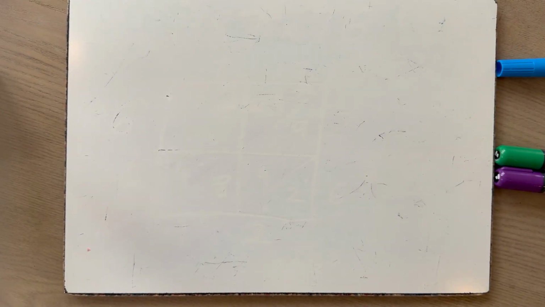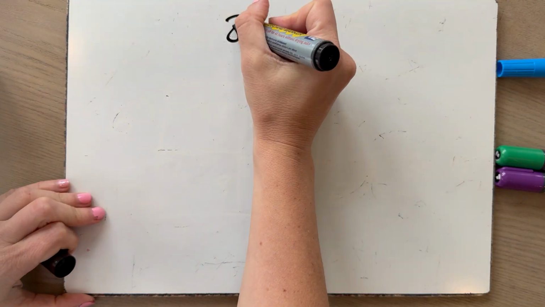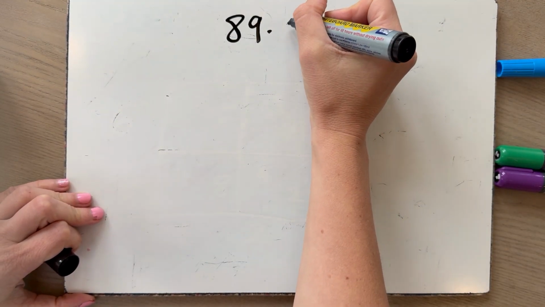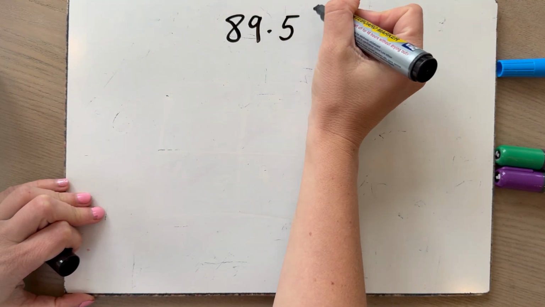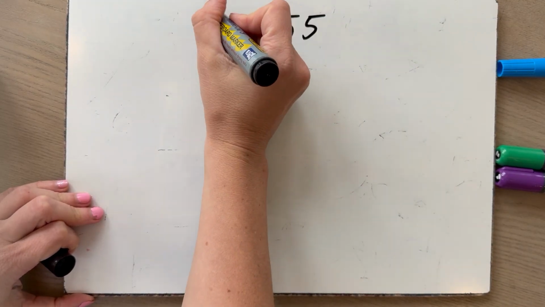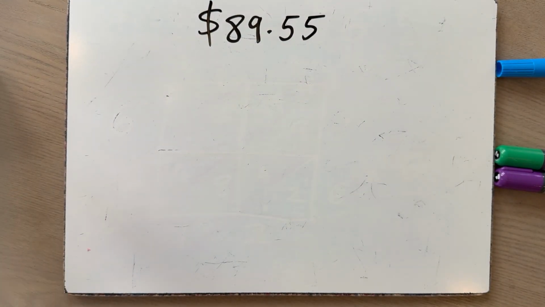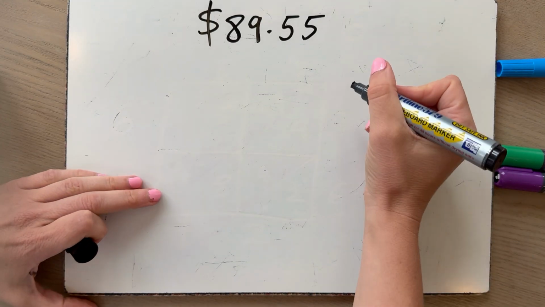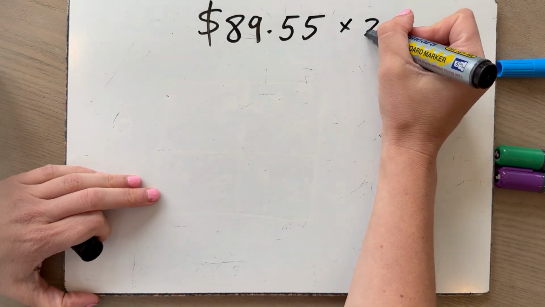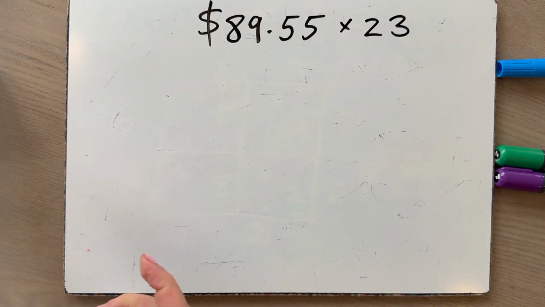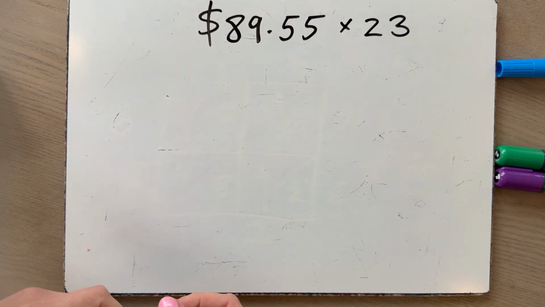Hey mathematicians, we're going to do the area model with decimals. So we're going to imagine maybe you're buying Christmas trees for every class in the school, and maybe the Christmas trees are like $89 and 55 cents. And I don't know how many classes your school has, but let's say it's a smallish school, maybe a medium school. Let's go that it's got 23 classes. So you've got that many Christmas trees you need to buy.